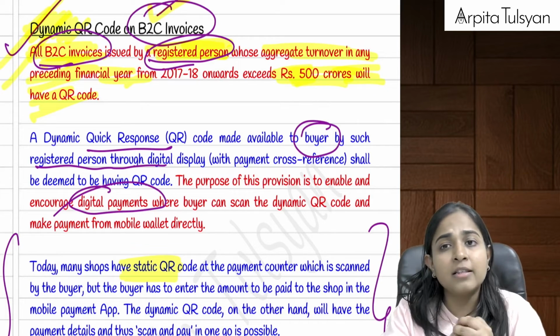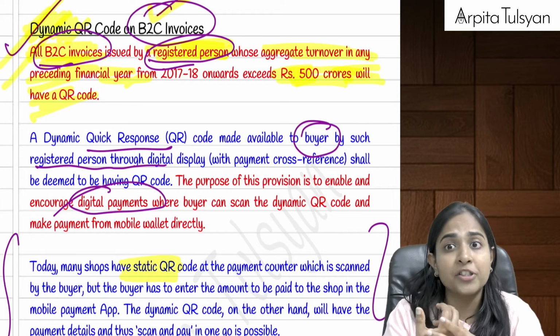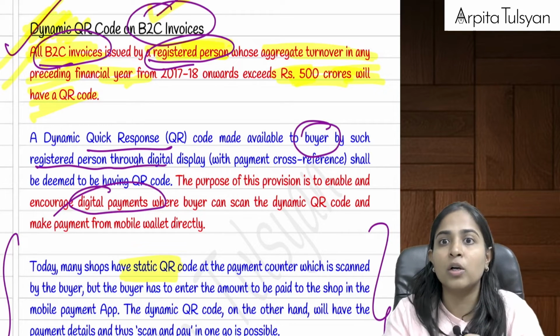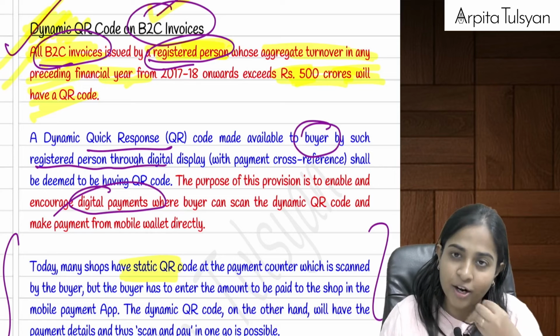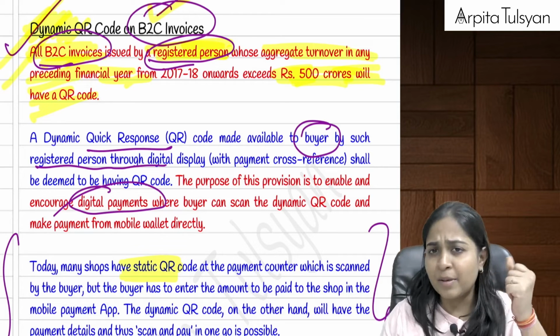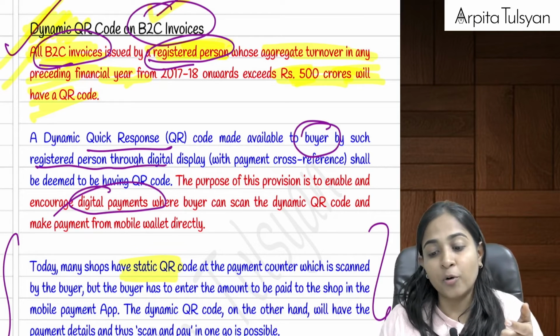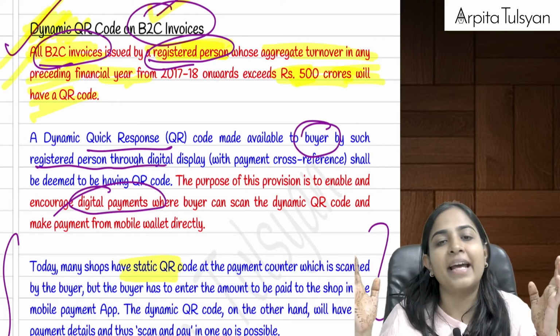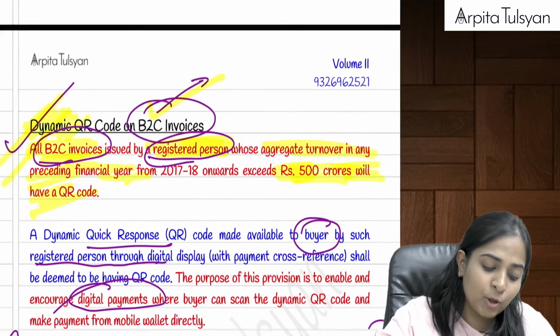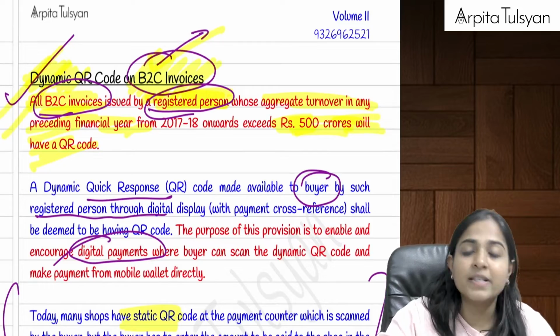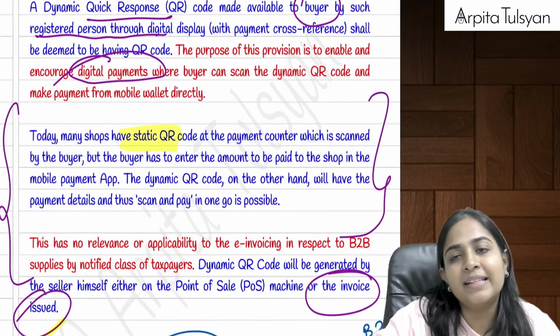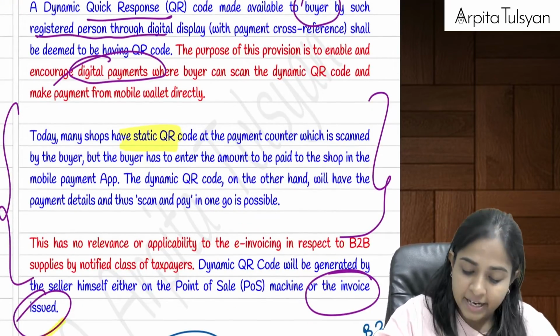You must have seen this in case of DMart, Star Bazaar, etc. When you scan that QR code, the amount of your invoice is already put into that. The system immediately generates that dynamic QR code, and once you scan that, the payment can be done. So for B2C invoices, it is mandatory to print the dynamic QR code on the invoice.